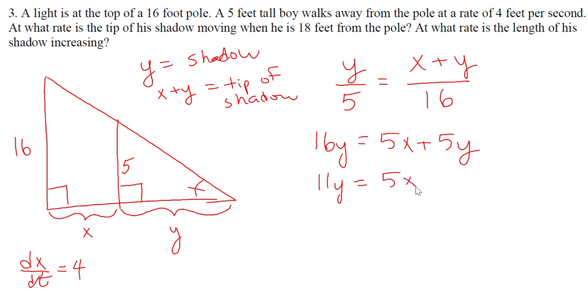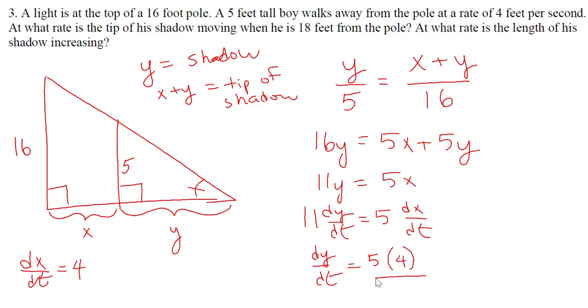When I take the derivative of this with respect to time, right, we'll end up with 11 dy/dt is equal to 5 dx/dt. Well, we want to find dy/dt, right? dy/dt is the length of the shadow, how quickly it's increasing. So we'll just say that dy/dt is equal to 5 times dx/dt, and we know dx/dt is 4, and then we'll divide it by the 11 that was in front of the dy/dt. So that'll be 20 over 11 feet per second.